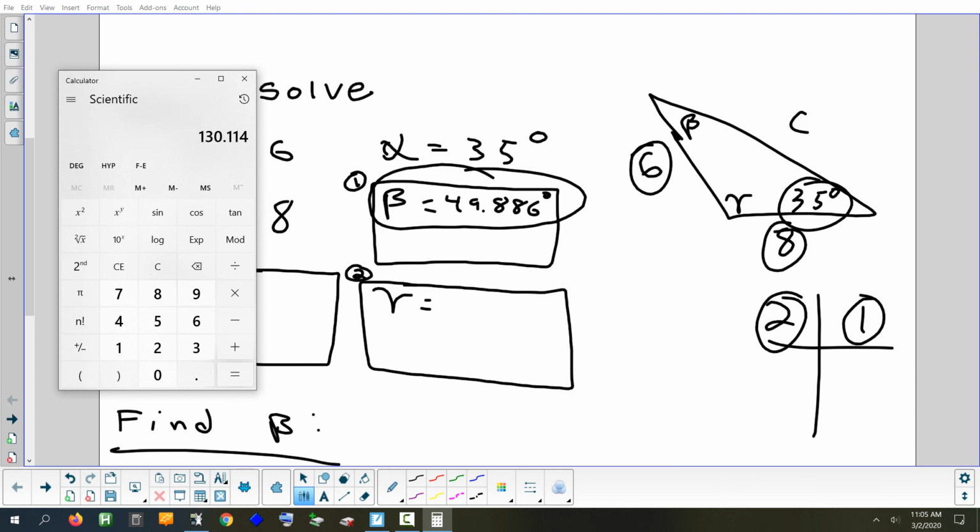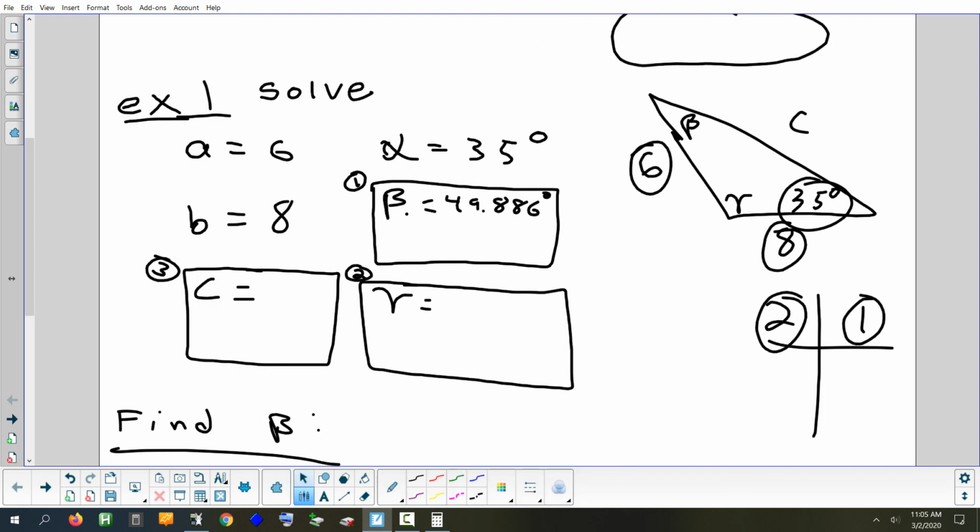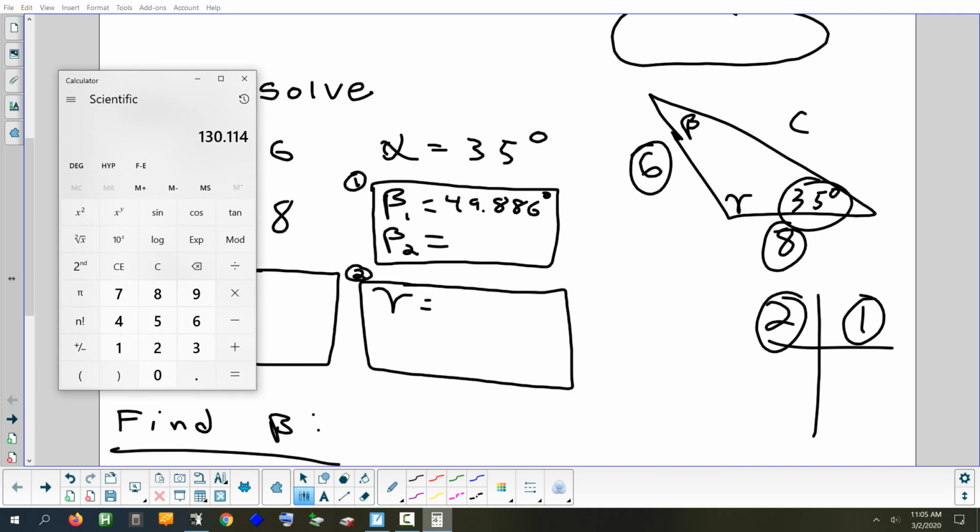Now, what do you have to check before you just write that down? You have to make sure that when you add that to 35, it's not greater than 180. Right. Check with what was given. Can you fit what was given and that in the same triangle? Yeah. So what that means is this is a two-solution problem. So I'm going to call the first one beta 1 and the second one beta 2.